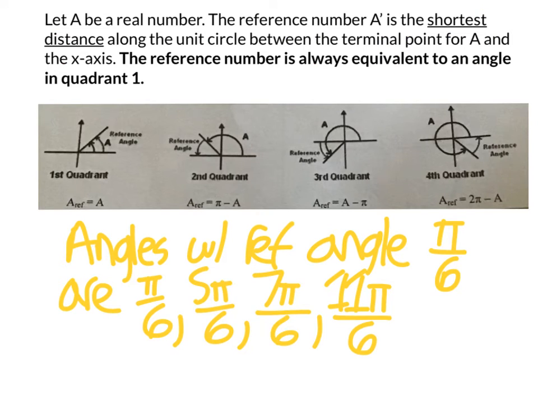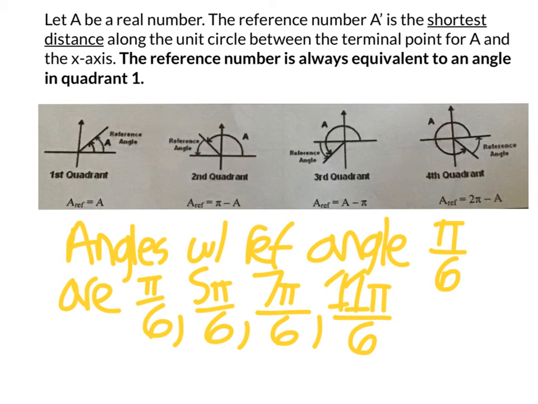Now let's talk about reference angle and reference numbers. So we want to let a be a real number. The reference number a prime is the shortest distance along the unit circle between the terminal point for a and the x-axis. The reference number is always equivalent to an angle in quadrant 1.